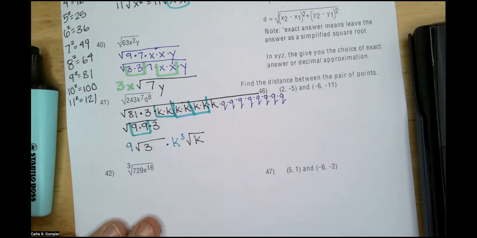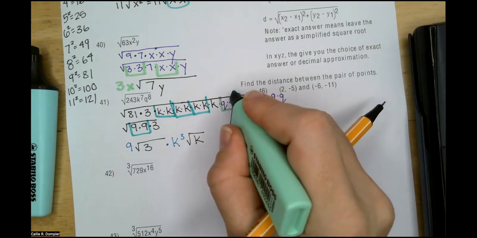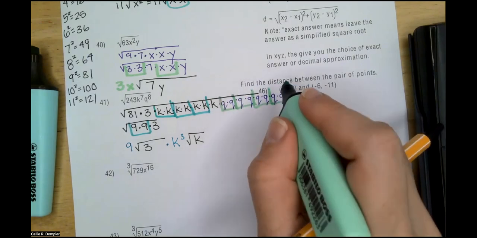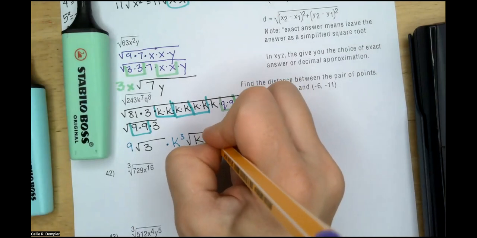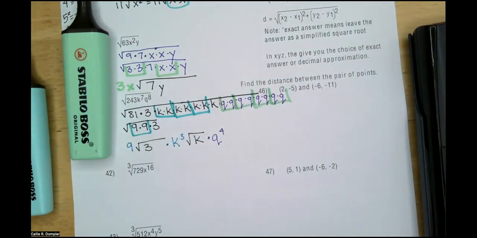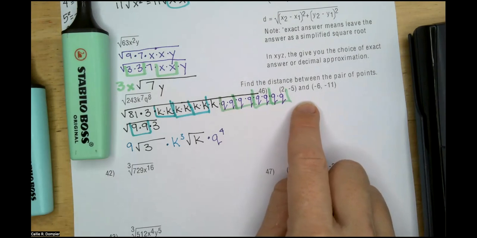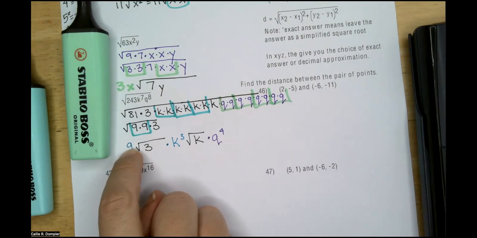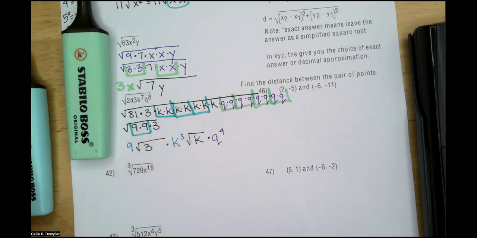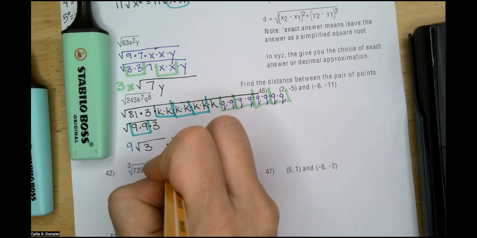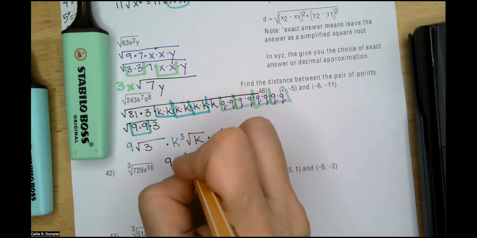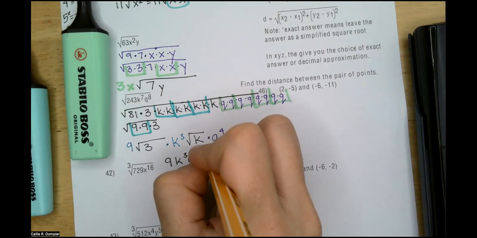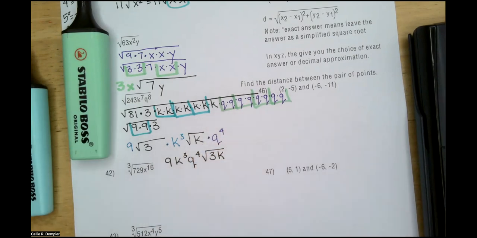Good. And then the q's, 1, 2, 3, 4. And there's no q's left over. Okay. And I know I kind of spread that out, and if I had left room, I could have put the k to the third here and put the k here. So this is the same as 9k to the third, q to the fourth with a 3k underneath. It's exactly the same. I just wrote it differently.